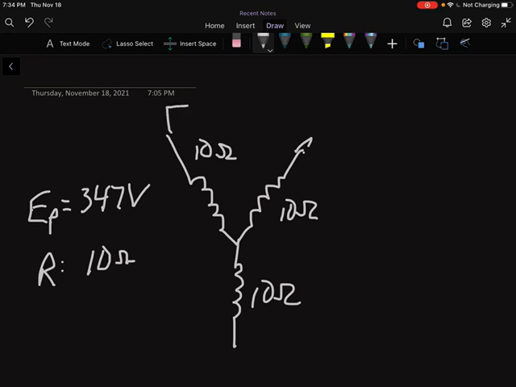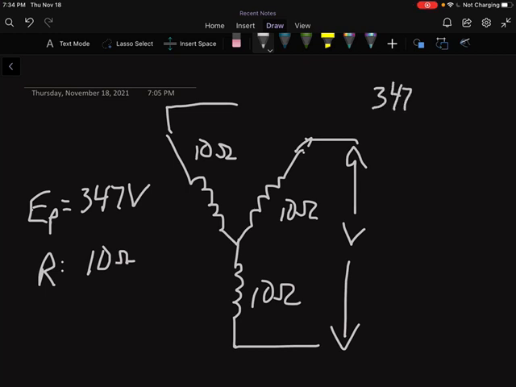So we have 10 ohms per phase with 347 volts per phase. If we were to take those values and go into our terminal values, so if we were going to look at our voltage between, let's say, line 1, line 2, we would end up having to take that voltage of 347 volts and multiply that by root 3.